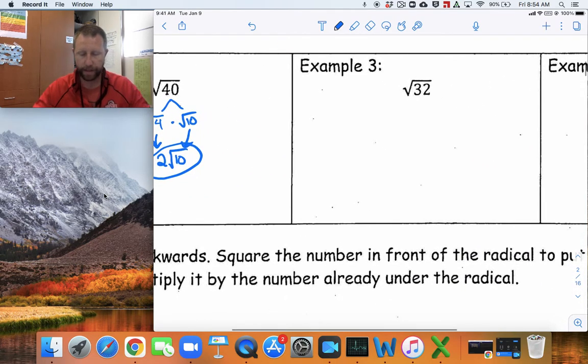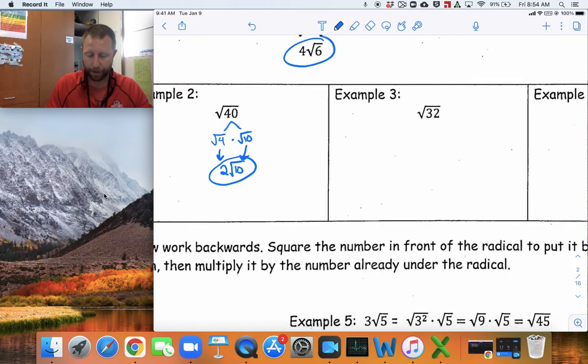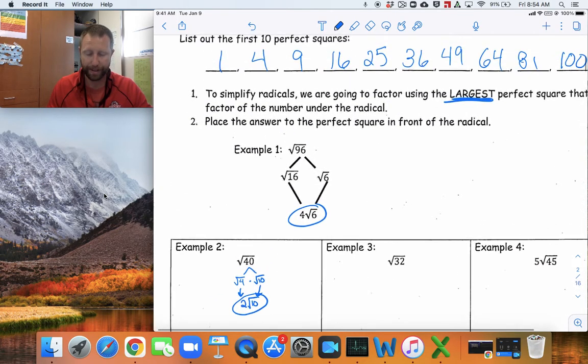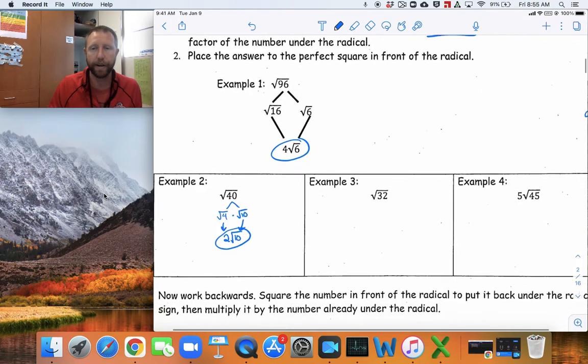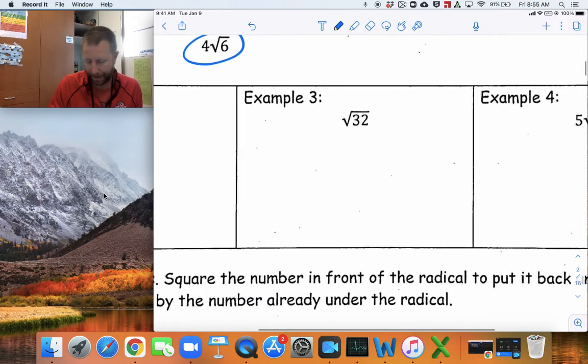All right, so for the next one, radical 32. Again, I'm going to take half of that and check every perfect square that's half or lower and just keep working my way down. Well, I don't have to work very far for this one, right? Radical 32, half of 32 is 16, and we just showed 16 is a perfect square. So that one, I didn't have to look very far.